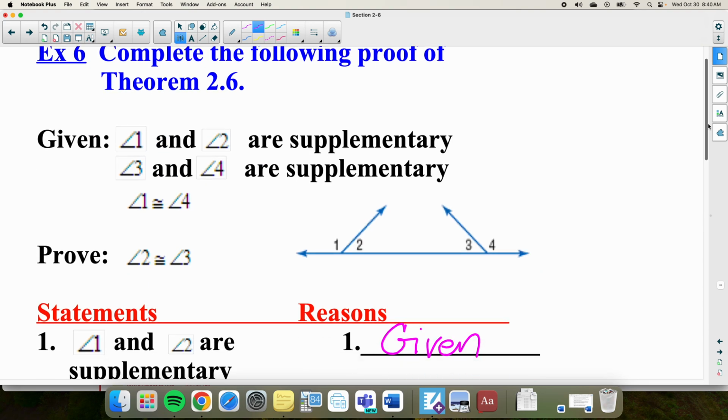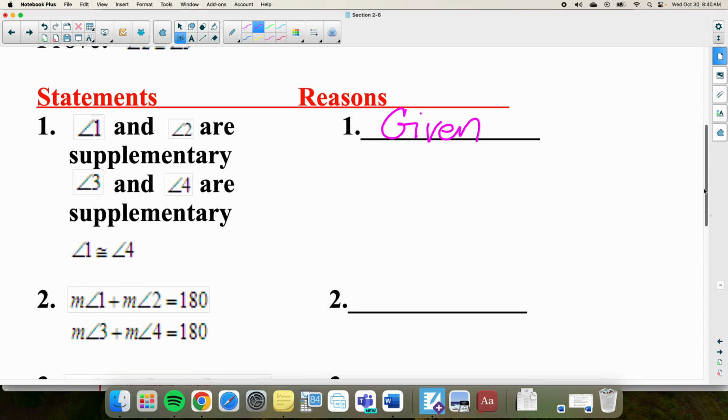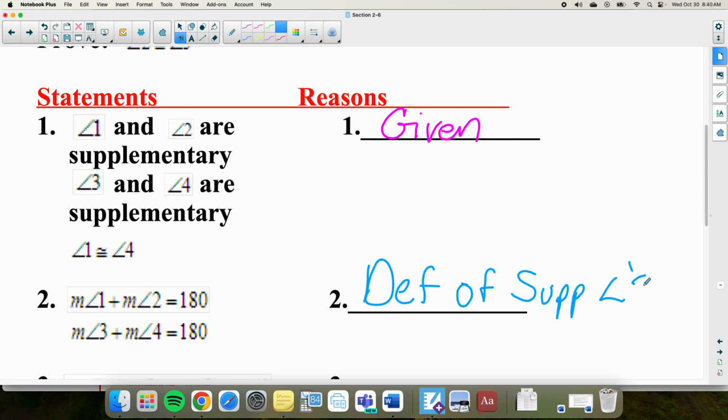What do you think we would say for a reason, if angle 1 and angle 2 are supplementary and their measures add up to 180? Yeah, definition of supplementary angles. Very good. And again, this is one we don't use after this proof, okay?